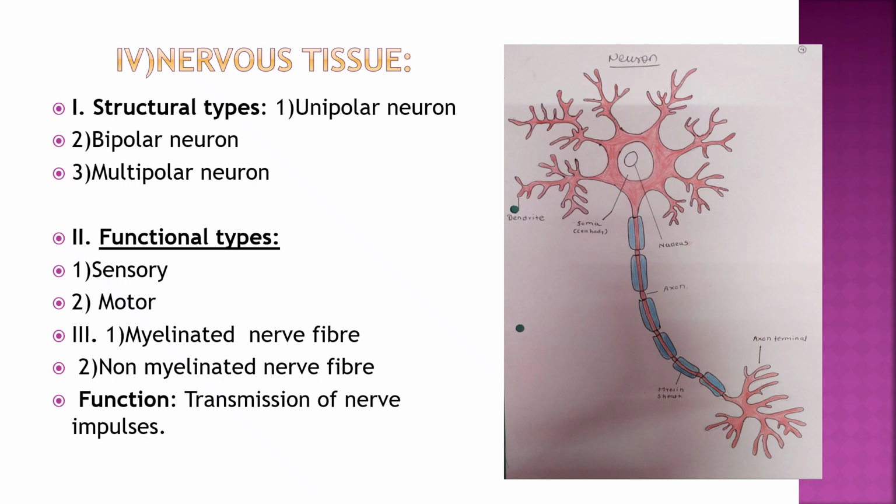Nervous tissue. The main unit of nervous tissue is the neuron, and the neuron is made up of cyton, that is the cell, and the fibers which are present on the cyton are called dendrons, and the single fiber present is called axon. And then there are various types like motor neurons, sensory neurons, or mixed neurons. The function of this nervous tissue is transmission of nerve impulse. An example of nervous tissue is brain and spinal cord.